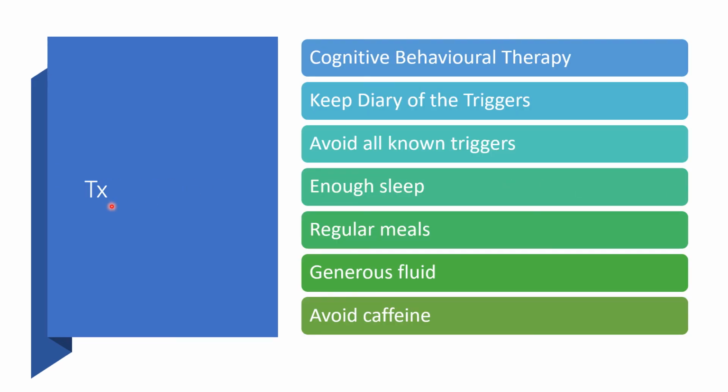And the treatment of abdominal migraine. Cognitive behavioral therapy will be helpful here. We have to keep a diary of the triggers so that we'll know how to run away from them, and then we'll be free. Once we've known the trigger or triggers, then there's no need of any advice, just run away from them. Then have enough sleep, have regular meals, let there be generous fluid, and avoid caffeine.